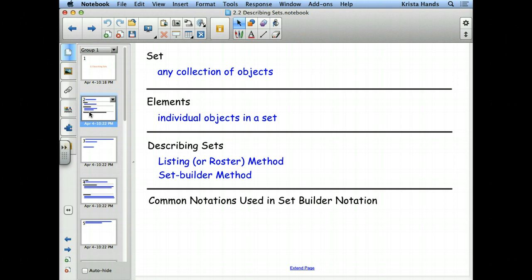So if we talk about the set of people in my family, your mom's probably included in there, and if you have a brother or a sister, okay? So those are different people in your set. Those would be the elements of your set. If we're talking about your collection or your set of books, well, then each individual book would be an element in that set.